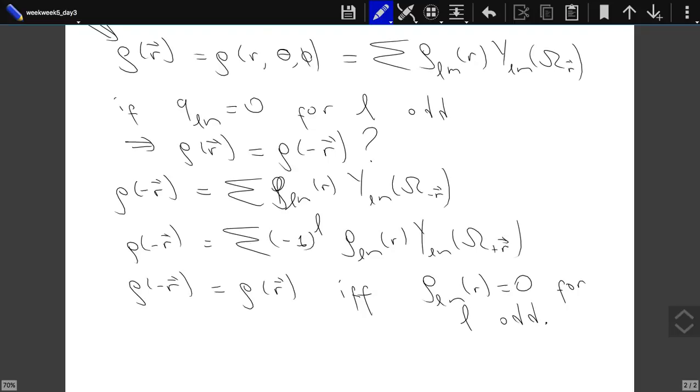Now, the claim that rho_lm of r is equal to 0 if Q_lm is equal to 0, I don't think we have a proof for that. So if you have some charge configuration for which Q_lm is non-zero but rho_lm is 0, it might be even for a single value of l, then it won't be odd.